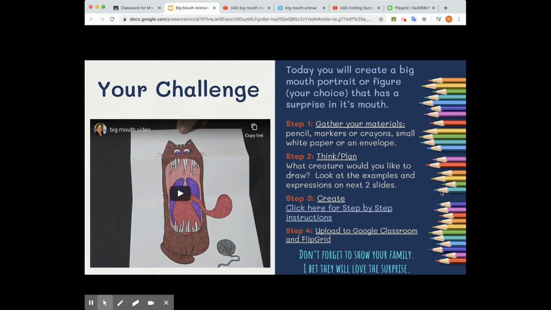So your challenge is to create a big mouth portrait or a figure, it's your choice, that has a surprise in its mouth. First, you're going to gather your materials: pencils, markers, crayons, white paper, or an envelope, and think and plan. What creature would you like to draw? Look at some of the examples and expressions on the next two slides. Then you're going to create.